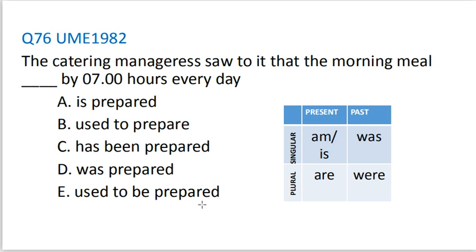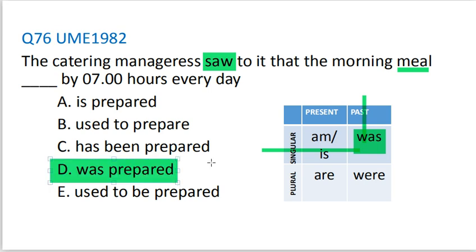From this sentence, let's look at the sentence again. The catering managers saw. You can see that verb saw. That is the simple past tense. That means our passive verb as well is going to be in the simple past tense, because the meal is singular. So it's going to be singular past. On the table, singular past is was. And then the verb prepare in past participle becomes prepared. Was prepared. That is option D. The catering managers saw to it that the morning meal was prepared by 7:00 hours every day.